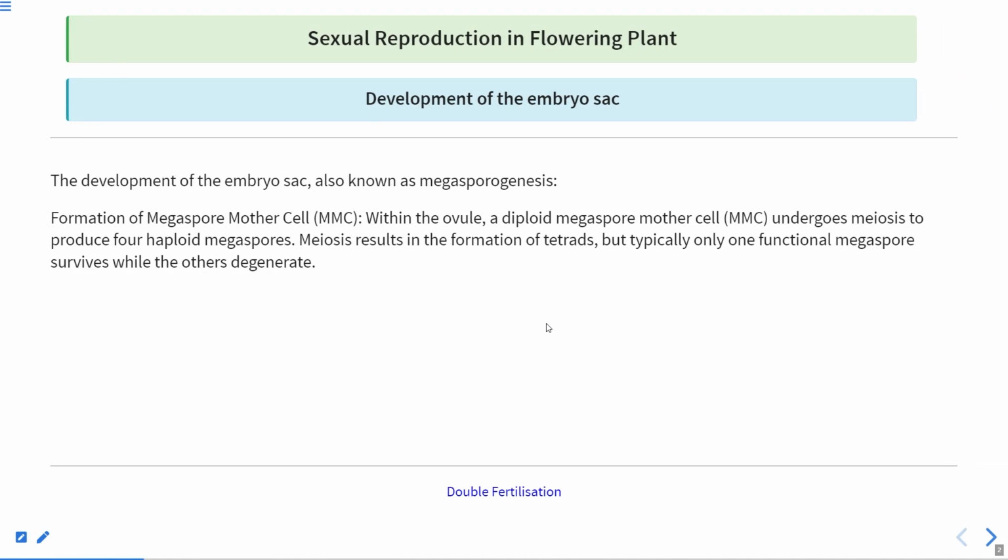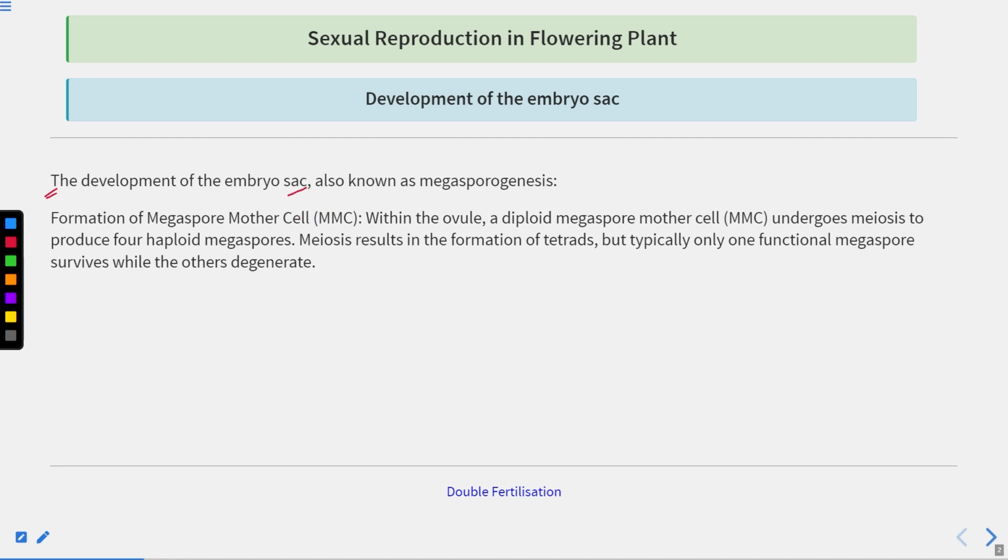So first of all, I'll give you a brief idea about the development of the embryo sac, and then we'll study embryo sac in detail, and then we'll study about the double fertilization. This double fertilization is seen in the angiosperms. Okay, so let's start this lecture. First of all, let's start with the development of the embryo sac.